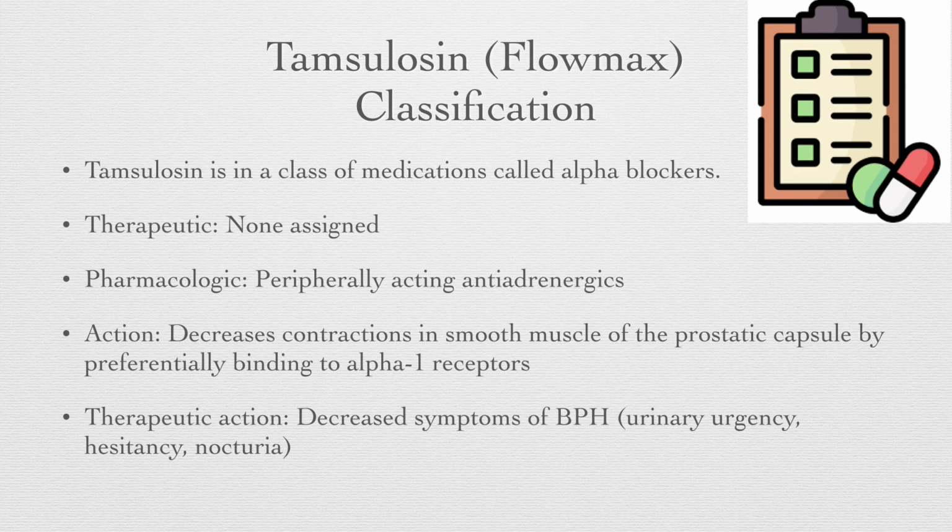Its action is it decreases contractions in the smooth muscle of the prostatic capsule by preferentially binding to alpha-1 receptors. Its therapeutic action, it decreases symptoms of BPH, which are signs of urinary urgency, hesitancy, and nocturia. So Tamsulosin basically helps relax the smooth muscles in the prostate and the opening of the bladder.